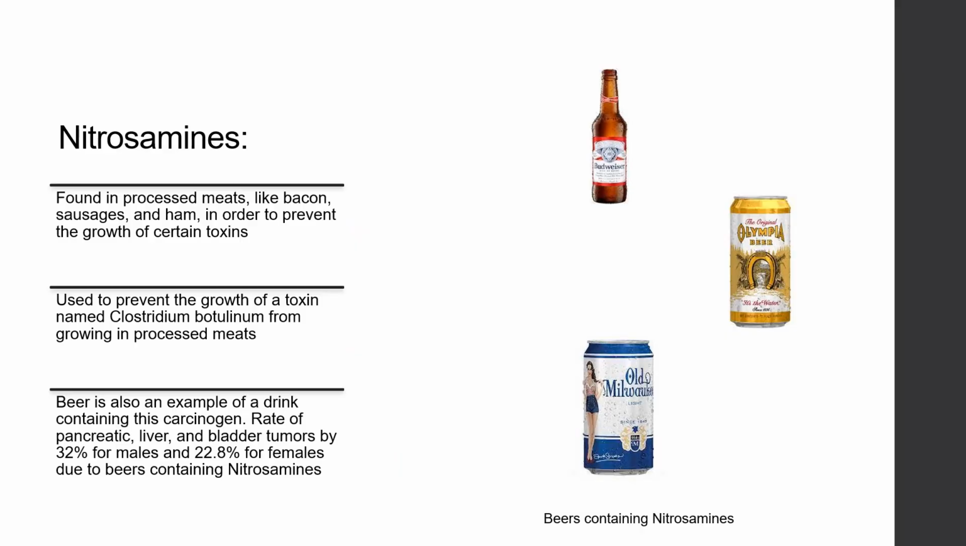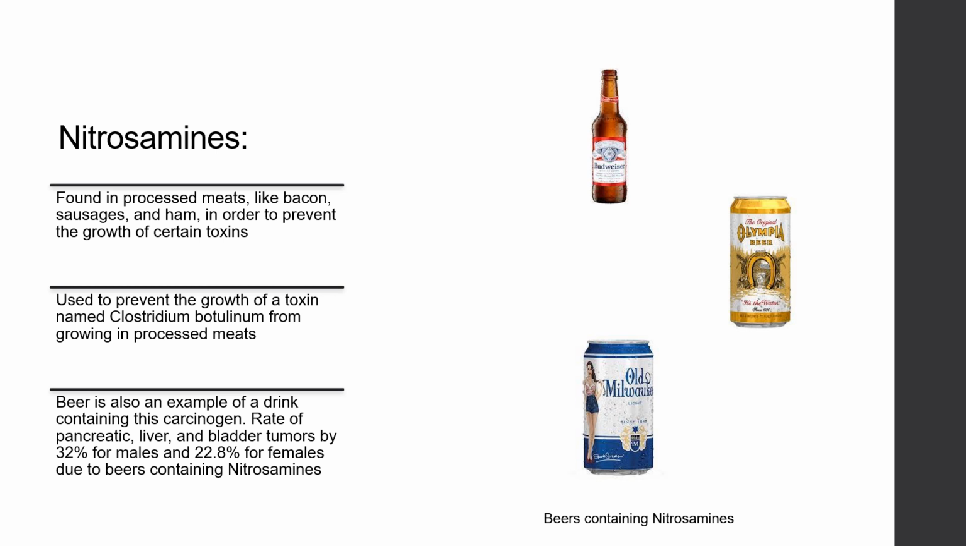Nitrosamines are found specifically in processed meats, like bacon, sausages, and ham, in order to prevent the growth of certain toxins. In a paper written by Young On Park and colleagues, it states that in order to prevent the growth of a toxin named Clostridium botulinum in processed meats, high concentrations of these carcinogens have been found in them.